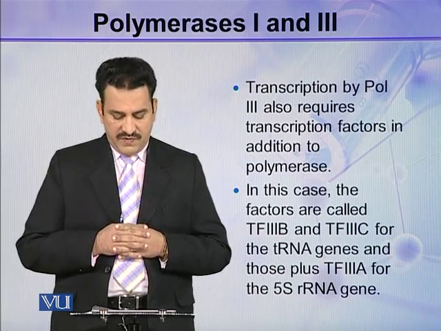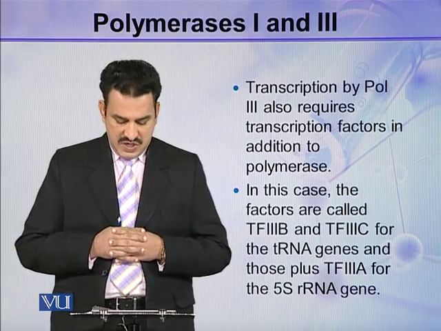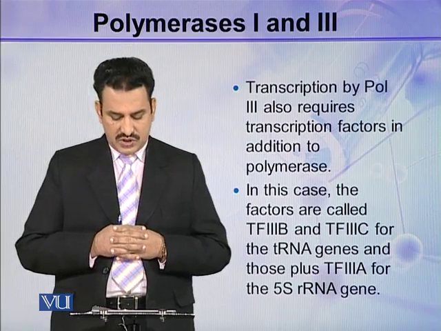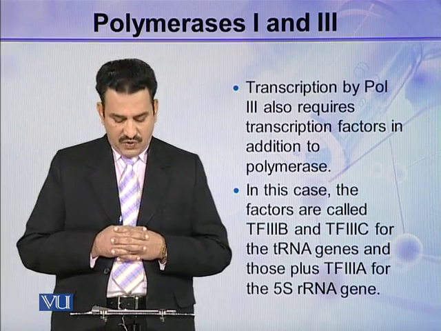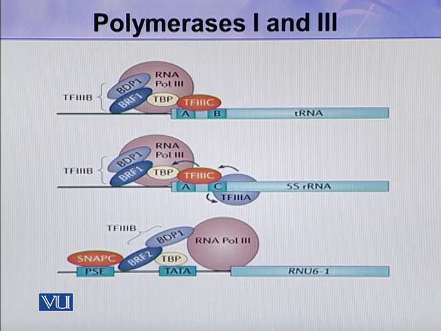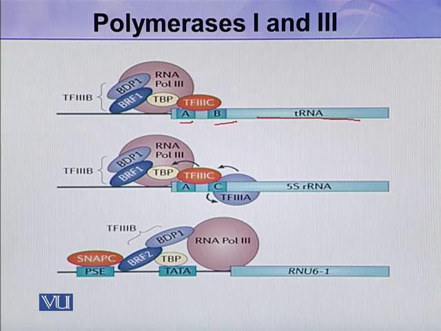In this case, the factors are called TF3B and TF3C for the tRNA genes, and TF3A for the 5S rRNA gene. So this is the transcription machinery. So this is tRNA gene, and this is box A, box B, and this orange one is TF3C. This is polymerase 3. This is TBP, and these are two which are the subunits of TF3B.